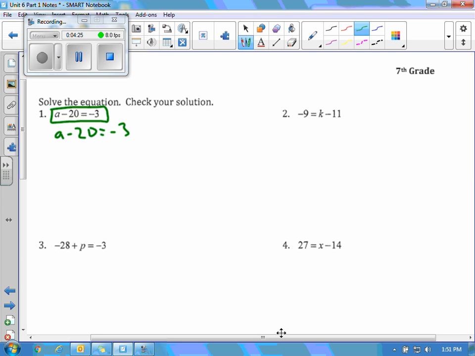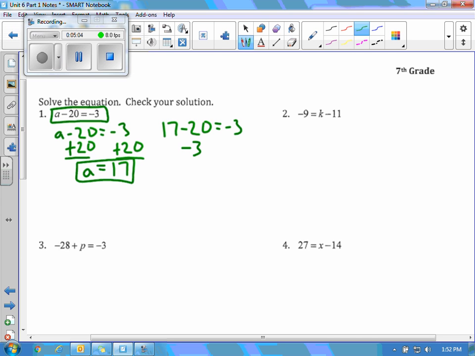Now I go to the side with the variable, which in this case is the left side. On the left side, I have a minus 20. So to undo that subtraction, I'm now going to have to do addition. Since it's minus 20, I'm going to add 20. If I do it to one side, I have to do it to the other side to keep it equivalent. So on the left side, minus 20 plus 20 is 0, so I just have a. And then I have negative 3 plus 20, which is going to give me positive 17. Then it says to check your solution. So I plug in 17 where I saw a. So 17 minus 20 equals negative 3. If I work out that left side, 17 minus 20 is negative 3, so I get negative 3 equals negative 3, and I know that I've done it correctly.